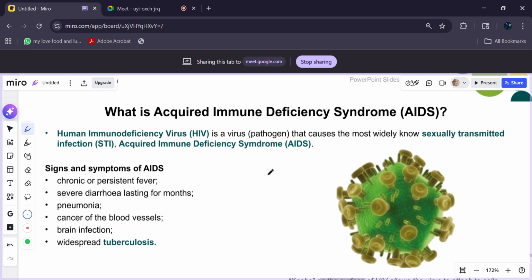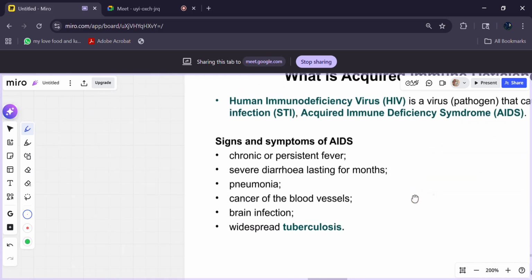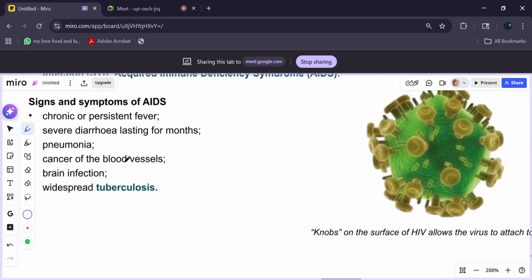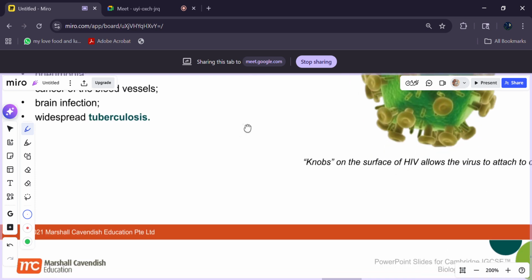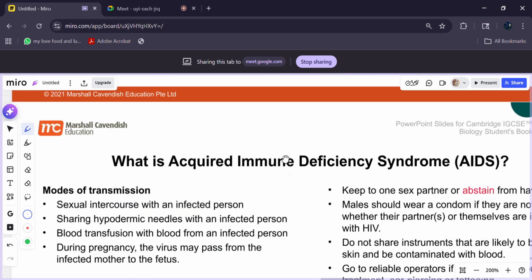But HIV destroys a person's immune system by destroying the lymphocytes. The body is unable to produce sufficient antibodies to protect the person against other diseases, and therefore infections that are normally mild may prove to be fatal to a person with AIDS. Something as simple as a fever can kill a person with AIDS because of the lack of lymphocytes. So here are some signs and symptoms of AIDS.